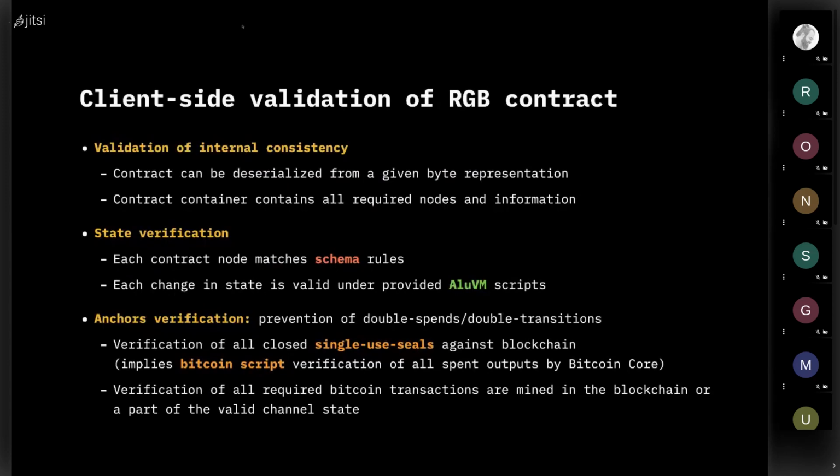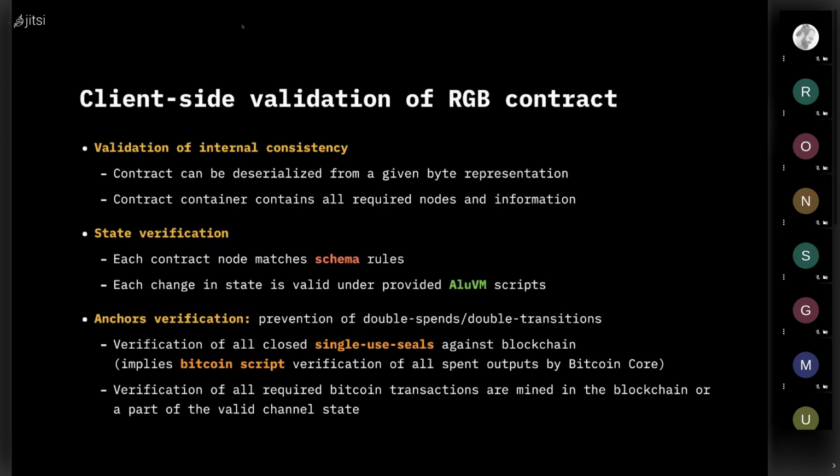And finally, after we verify the internal consistency of all smart contract data and state changes, we come to what I call anchor verification, which targets prevention of double spends or double state transfers and transitions. And anchor verification again consists of two main blocks. First, we verify that all closed single-use seals are closed correctly, and we verify that by checking against the blockchain. Sorry, I forgot to say that anchor verification is the only part of the verification which requires access to the Bitcoin blockchain or Lightning channel. So we check the transactions coming from Bitcoin Core and Lightning channel, that they close single-use seals properly, all proofs are correct, and we verify that all of the transactions involved in the history are mined into the blockchain or part of a valid channel state, not the previous state, but a valid channel state. And by doing that, we actually perform the verification of the RGB smart contract.